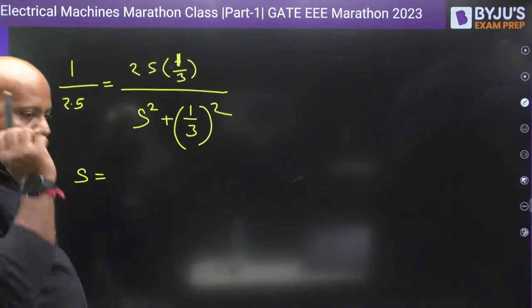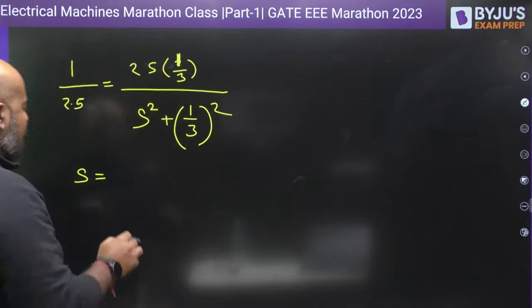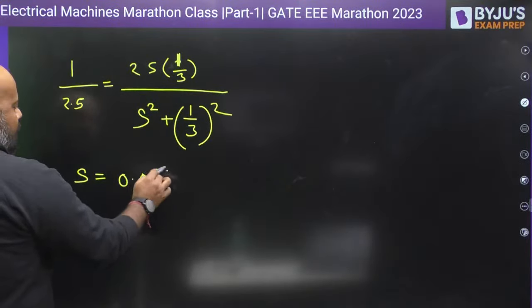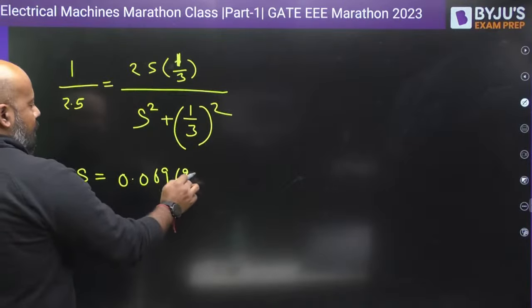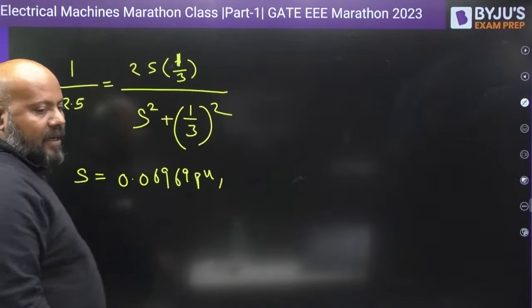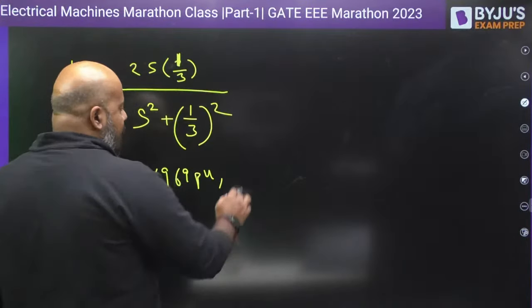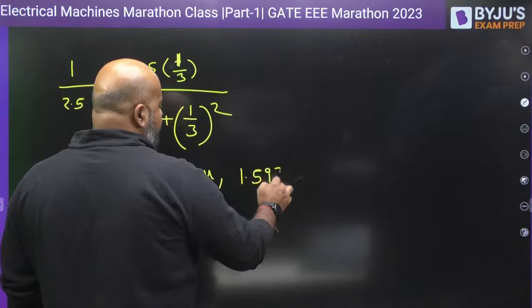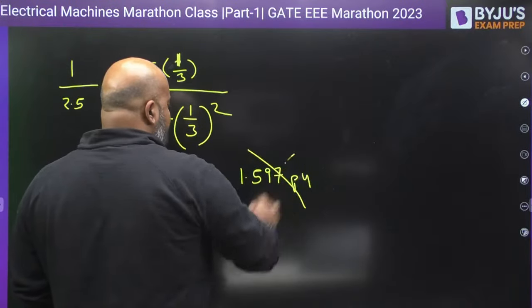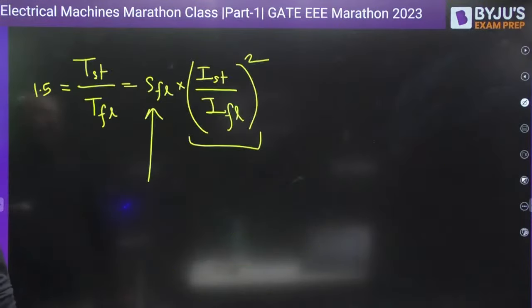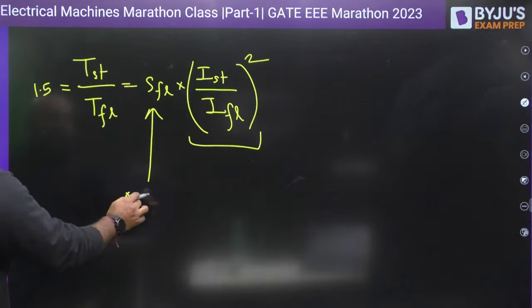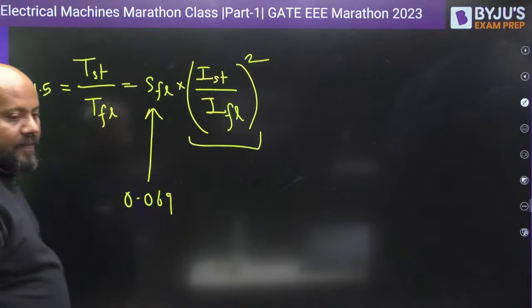Again, you will be getting two values. As per my reference, the values are 0.06969 per unit, and the second value is 1.597 per unit. Again, this is discarded, since it is more than one. So 0.06969 is going to be your full load slip. Just put this value here.